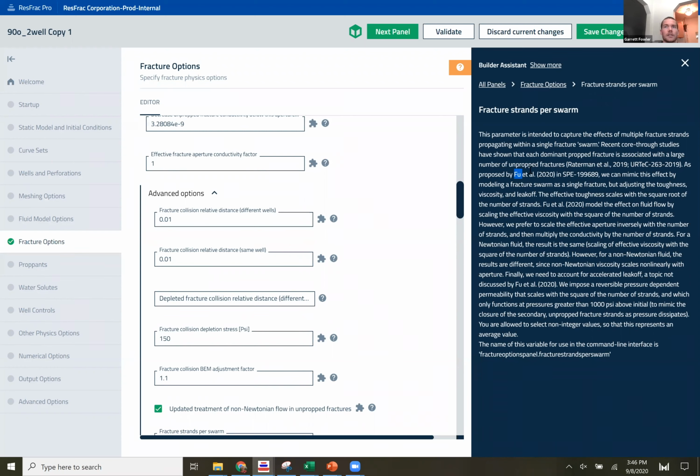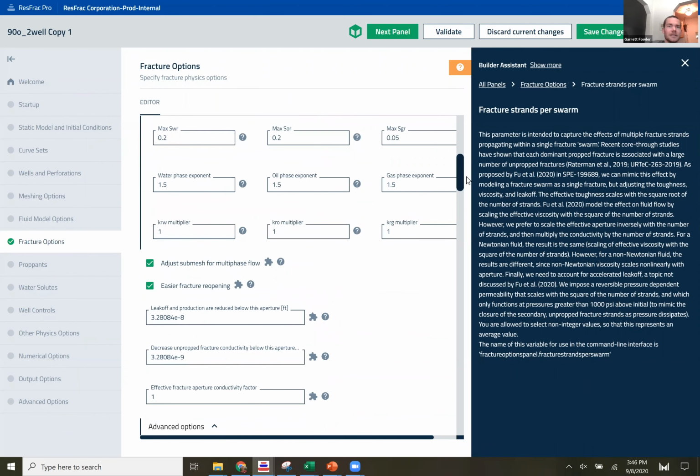And so instead of using the correlations in Fu et al., you can effectively create your own correlation by modifying each of those independently. And so one of those is the effective fracture aperture conductivity factor, where you can reduce that to values less than 1. And recently we've been moving more towards like 0.1 to 0.2 on this.